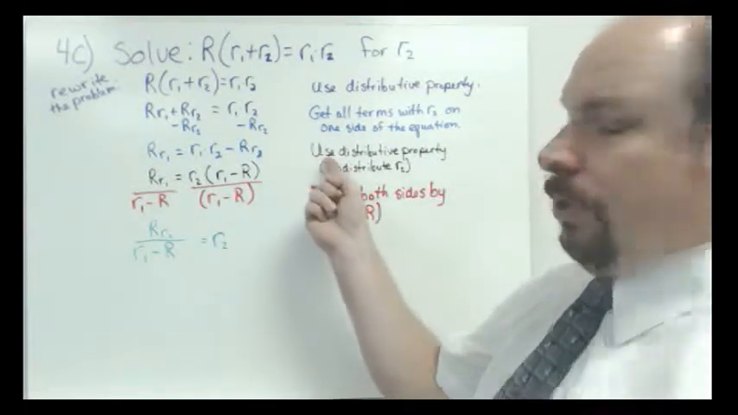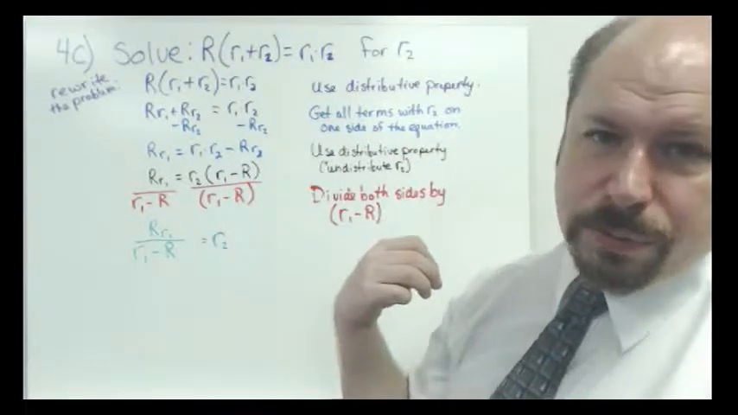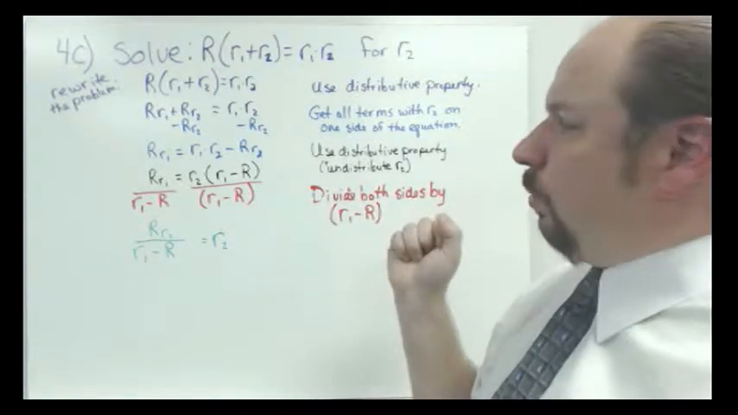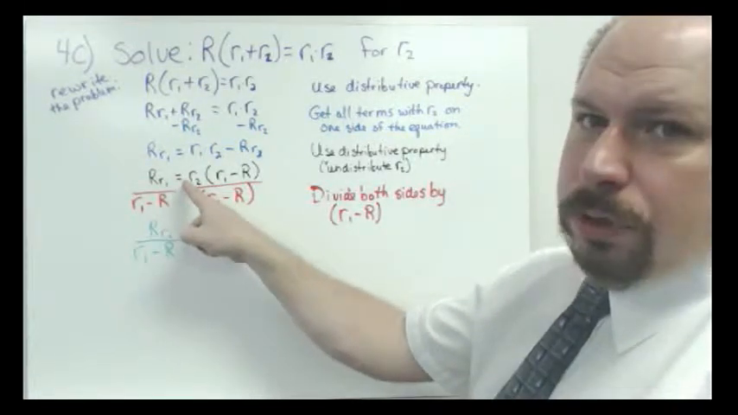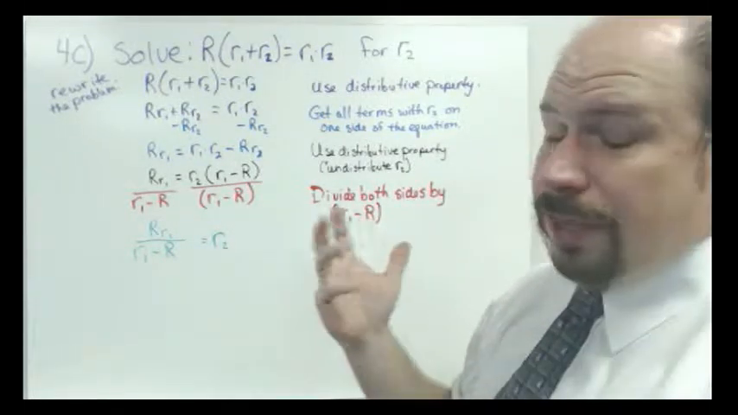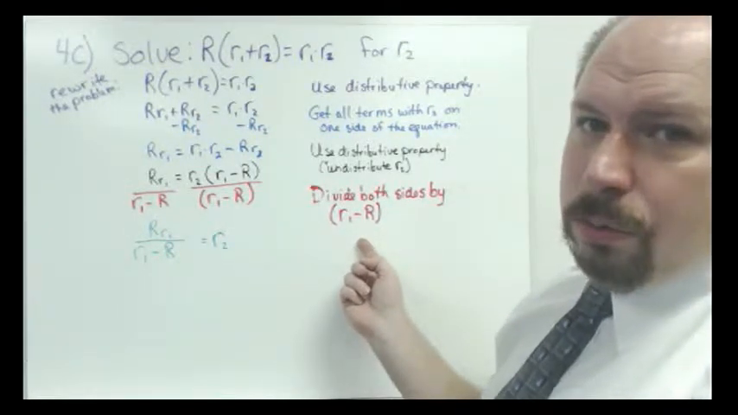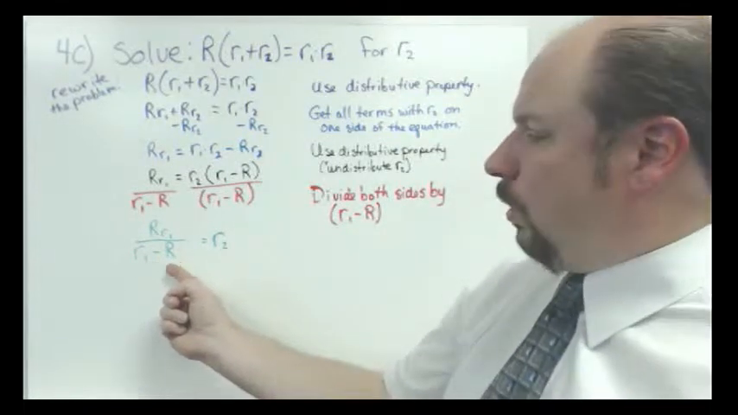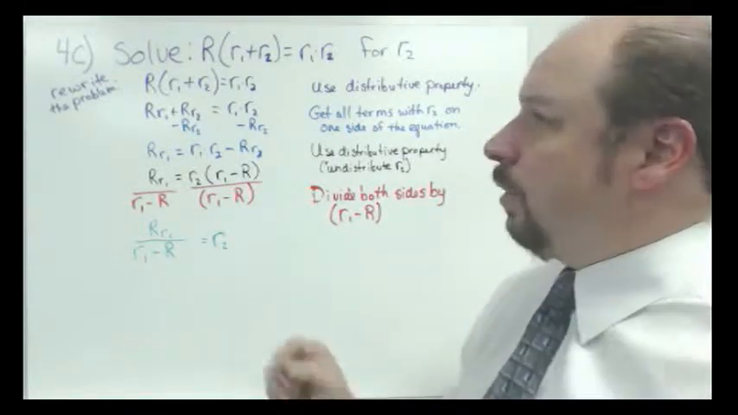So to do that, we're going to use the distributive property, only it's going to be a little different. We're going to use it backwards compared to what you are used to seeing. So we're going to undistribute the R2. We're going to take that back out. So we end up with R times R1 is equal to R2 times the quantity R1 minus R. And now we're almost done. We just need to divide both sides by R1 minus R. And so when we do that, we get R times R1 divided by R1 minus R is equal to R2. And that's it.